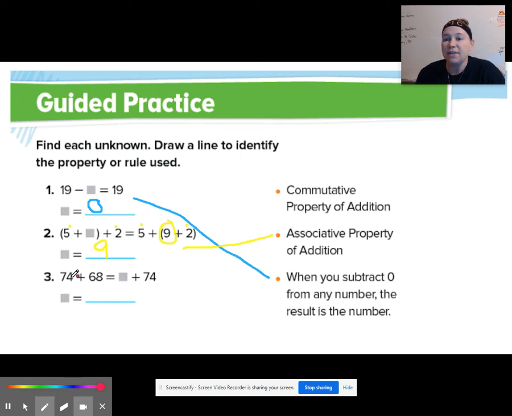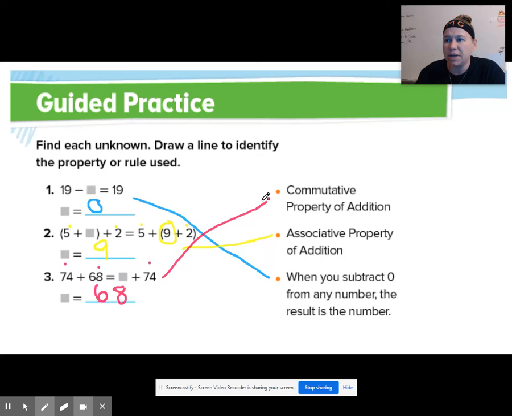All right, 74 plus 68 equals something plus 74. Well, what is this unknown? Well, if they're equal, the two sides have to be the same. So if the 74 is already on this side, what do I have to put here? I have to put the 68 here so that they will be equal. So this unknown equals 68. And I know that that is the commutative property because the order doesn't change the sum. All right, you've got it, my friends.